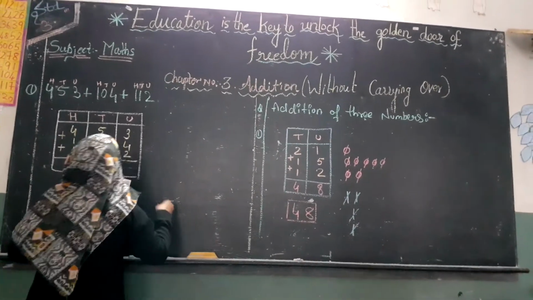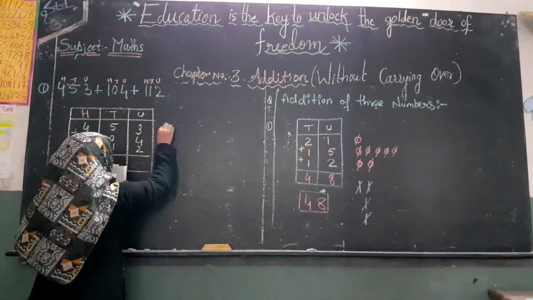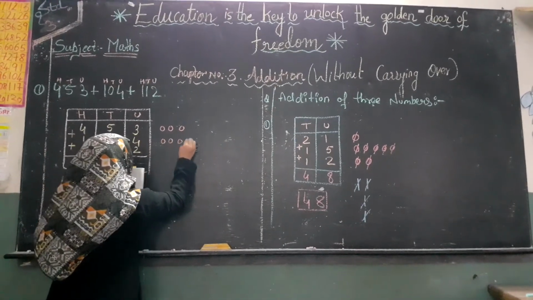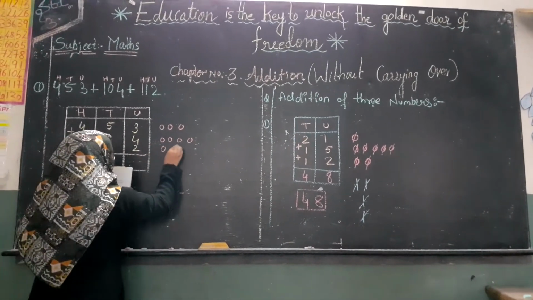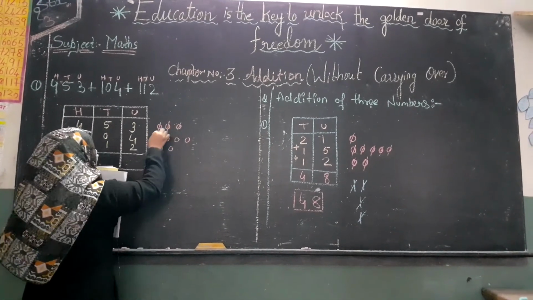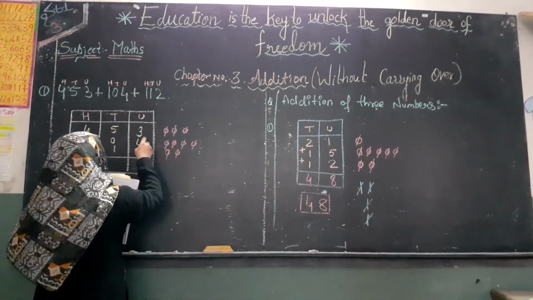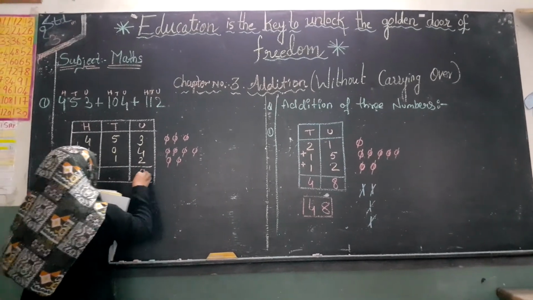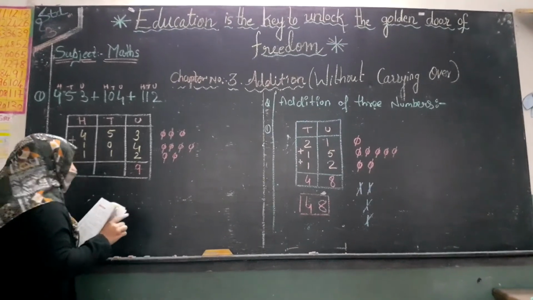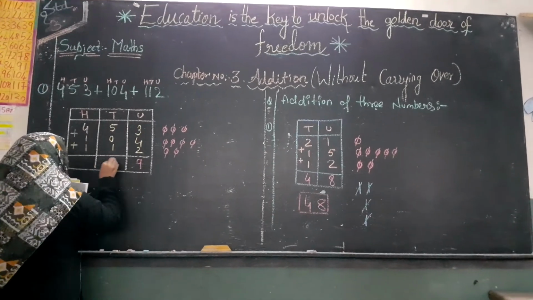Okay, students. Now we will draw first 3 circles: 1, 2, 3. Then 4: 1, 2, 3, 4. Then 2: 1, 2. So we will add all these circles: 1, 2, 3, 4, 5, 6, 7, 8, 9. So we got 9. Now 5 plus 0 is 5. Now 5 plus 1 is 6. So we will write here 6.